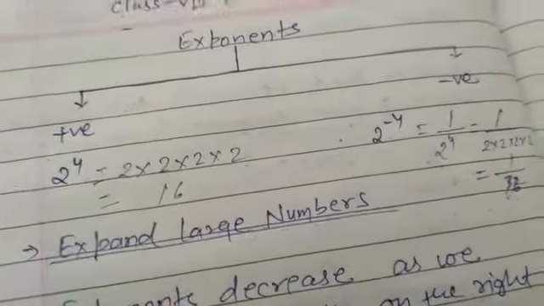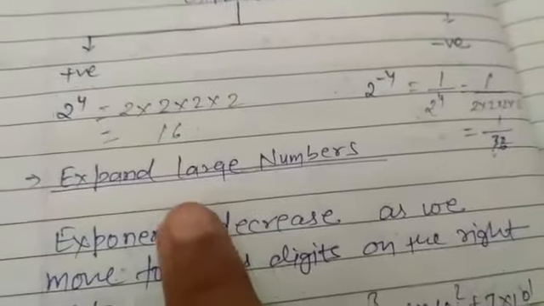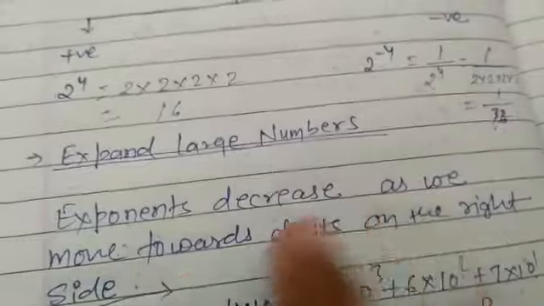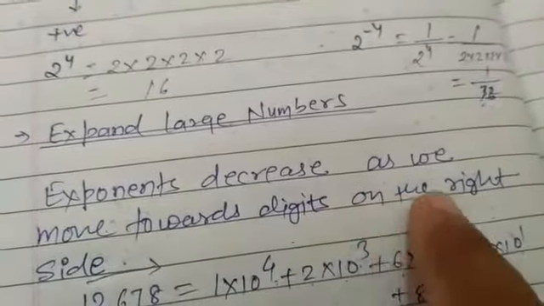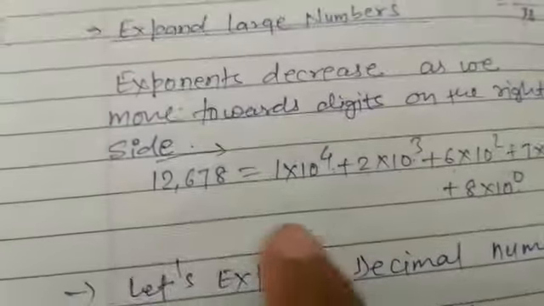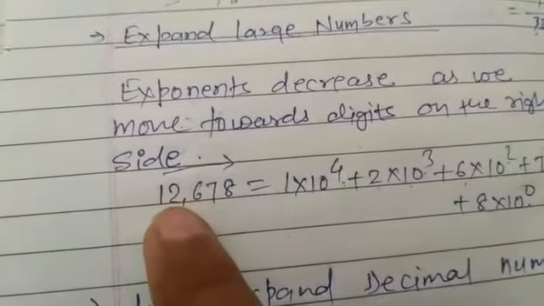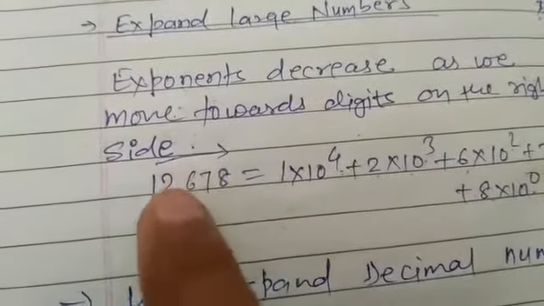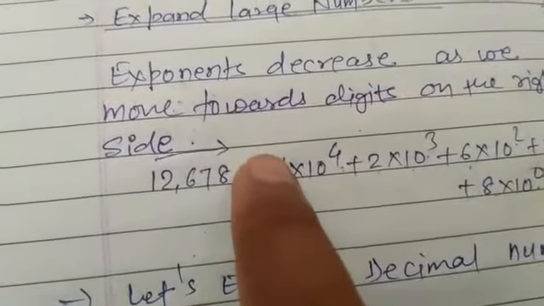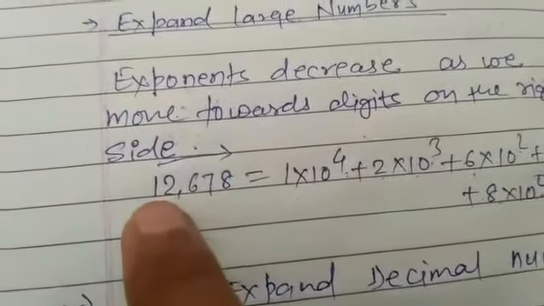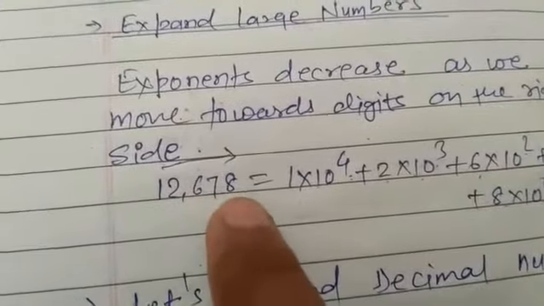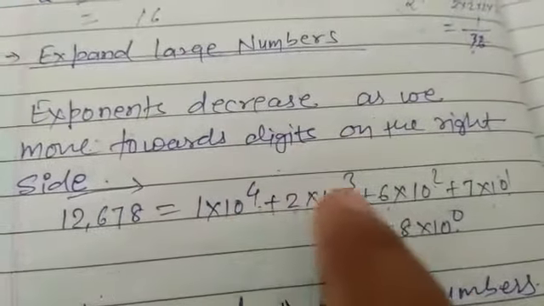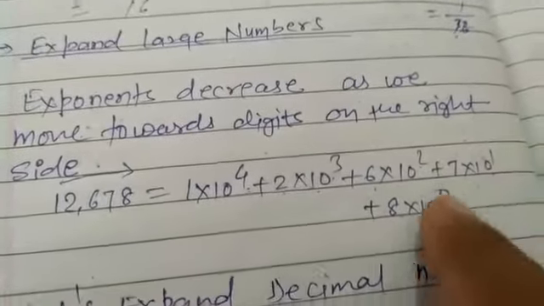Now what is the use of exponents in expanding a large number? The exponent decreases as we move toward the right side. You can see that I have written 12,678. When we move from left to right of the number, you can see 1, 2, 6, 7, 8. We move like that, so the exponent will decrease simultaneously.